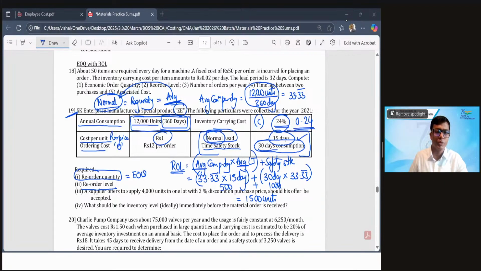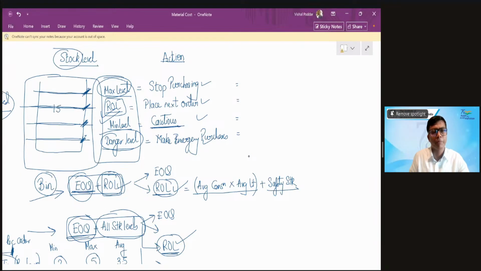Which means, when will I place my order? See, if I have to explain it from this point of view, every day my stock is being used, it is going outside my bin, it is being consumed in production, and it is coming down every day, right? So the moment my stock reaches 1500 units, that is this level which we have called ROL, immediately I will ask my purchase manager to place the next order. So that is the relevance of reorder level.